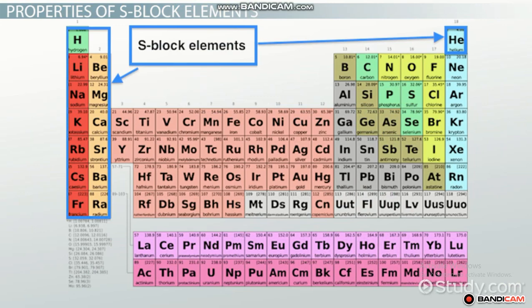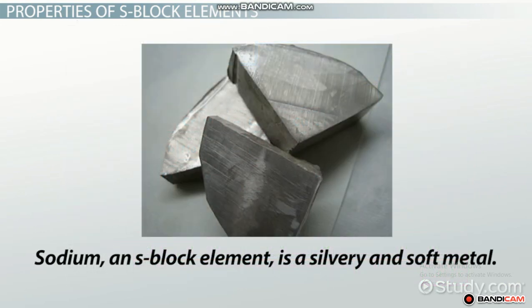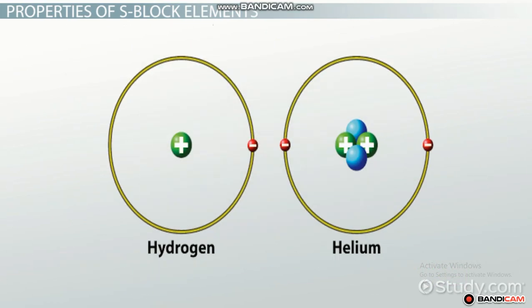All of the S block elements are metals. In general, they are shiny, silvery, good conductors of heat and electricity, and lose their valence electrons easily. In fact, they lose their trademark S orbital valence electrons so easily that the S block elements are considered to be some of the most reactive elements on the periodic table.